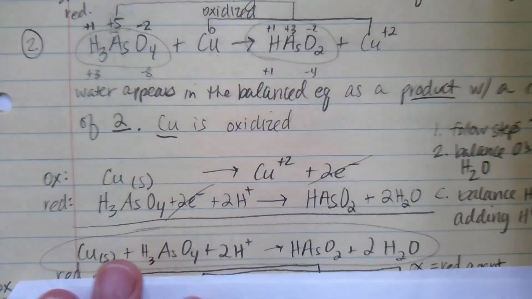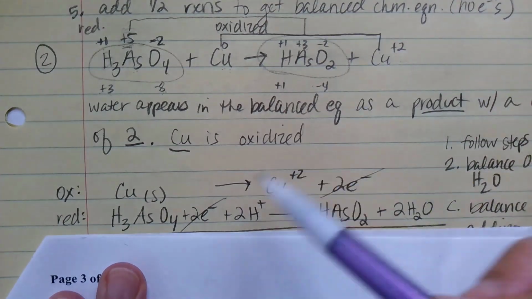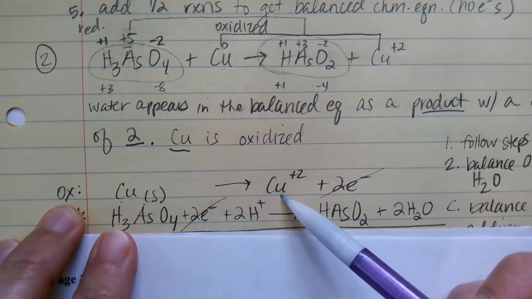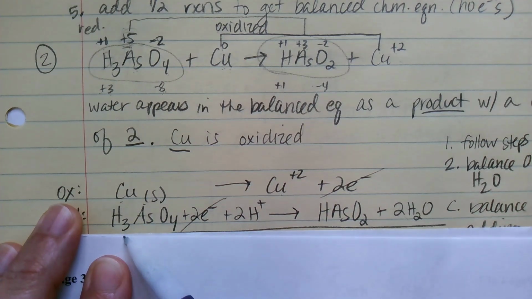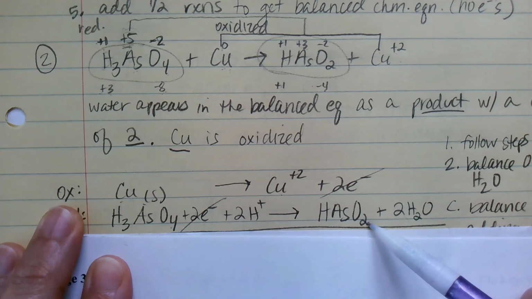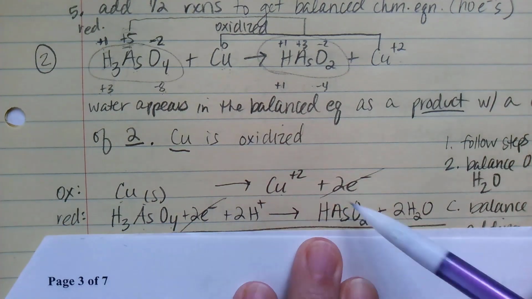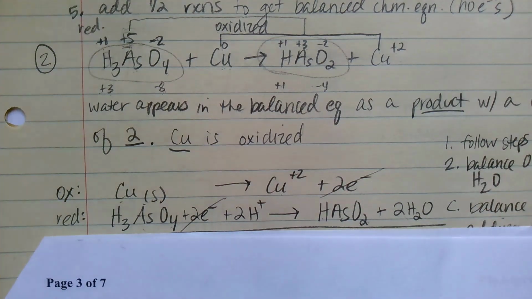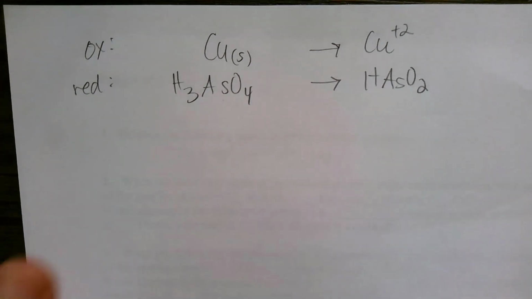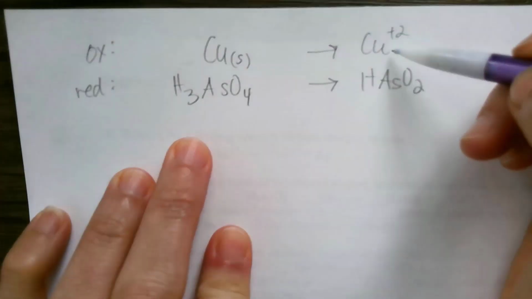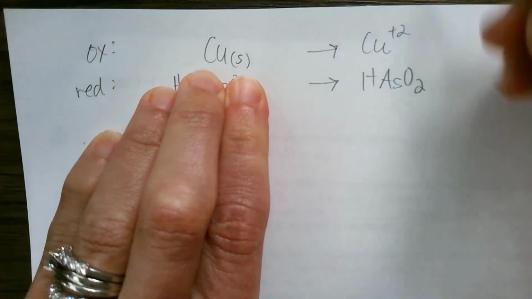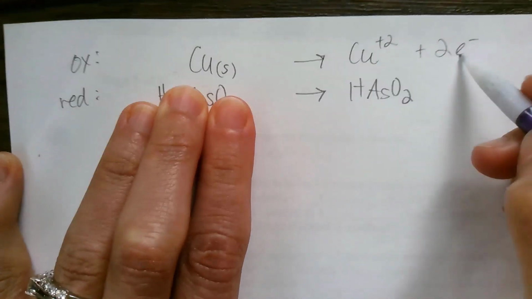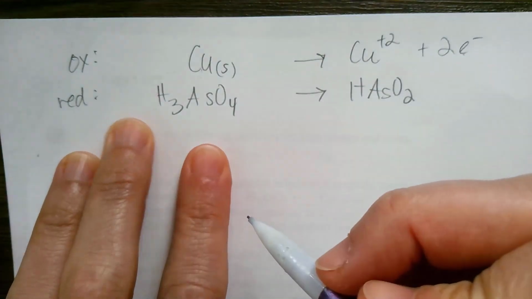I'm going to write down my 2 half reactions. Copper solid on the left to copper plus 2, so it's been oxidized. We have our H3AsO4 being reduced to HAsO2. Now I'm going to rewrite this here. So my first one, I'm going to balance my copper. I need to add 2 electrons on the right. Right? 2 negatives and 2 positives gives me my neutral on the left.